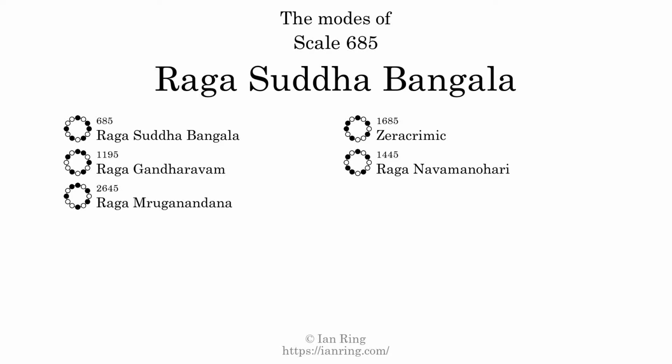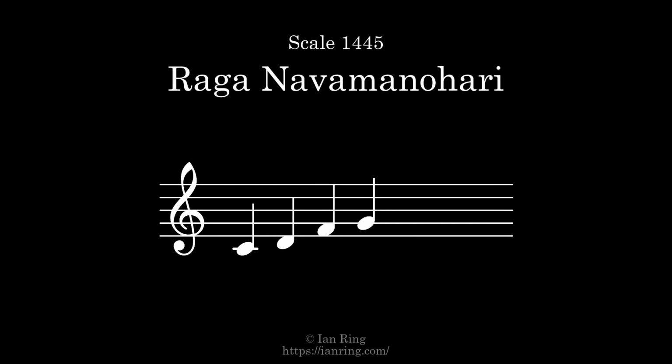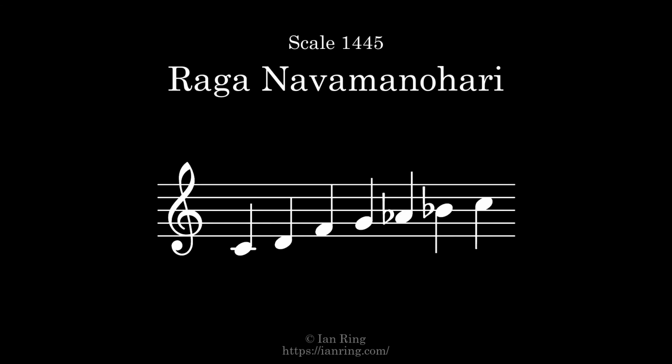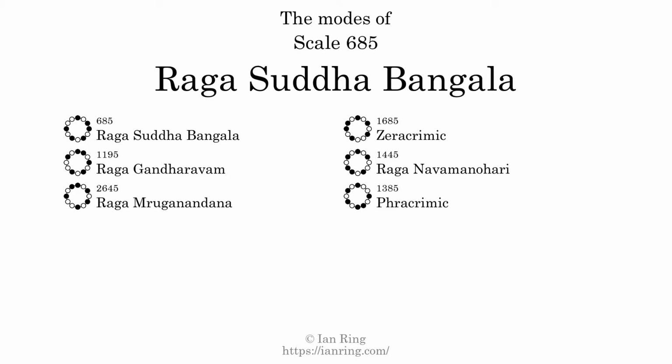The fifth mode is scale 1445, also known as Raga Navamanohari. It sounds like this. The sixth and last mode is scale 1385, also known as Rakrimic. It sounds like this.